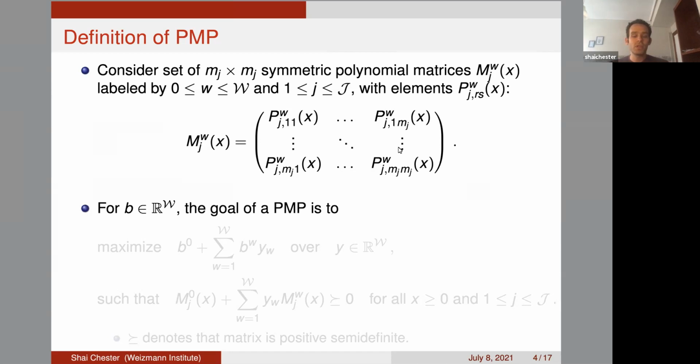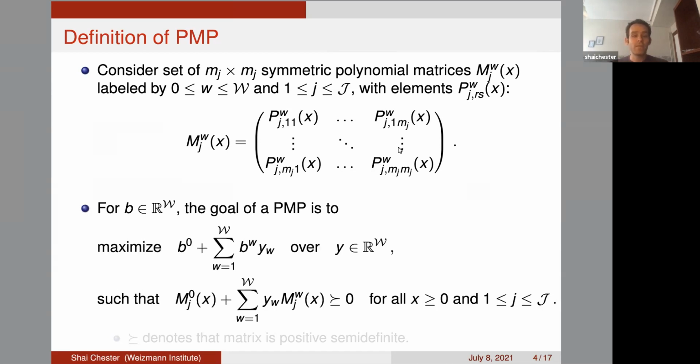Okay, so the definition of a polynomial matrix program is that for a given B, which is a vector of length big W, the goal is to maximize the quantity b_0 plus b contracted with some y, over the space of all possible y's, which are also vectors of length W, such that the matrix M also contracted with this y over the label w is positive semi-definite, where that's what the symbol here means, that the matrix must be positive semi-definite for all x greater than or equal to 0, and for all values of the label j going from 1 to J.